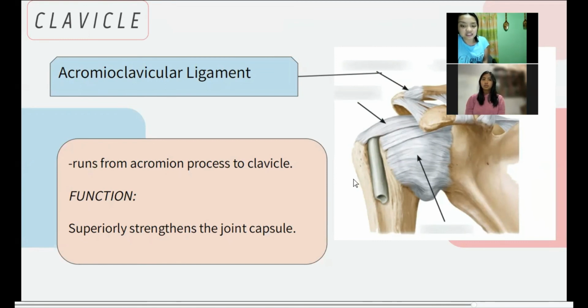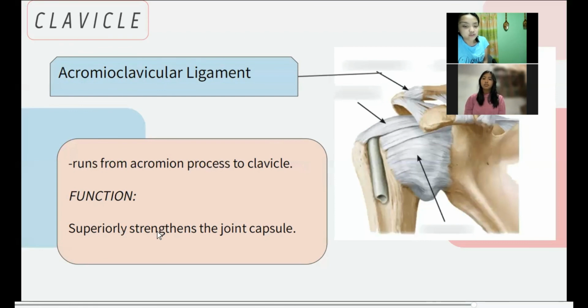It is thinner than its superior counterpart and may perforate with age, and it is particularly important in individuals with non-congruent articular surfaces of the acromioclavicular joint, as it provides an attachment point for the articular disc if it is present. So the main purpose of the acromioclavicular ligament is also to strengthen the joint capsule.